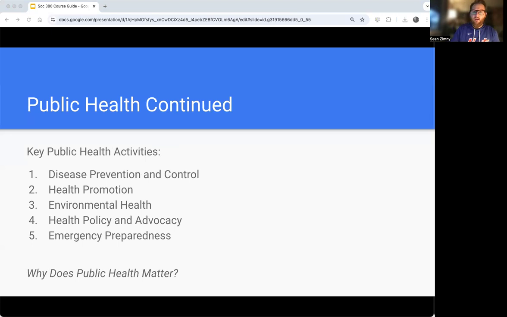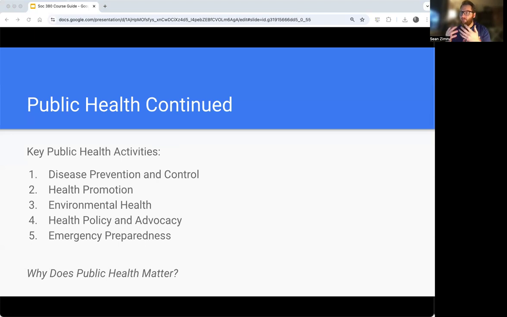That's public health. And continuing on, public health. There are some key public health activities also that I want to discuss. So number one, disease prevention and control, a really key one. So this is where you're managing infectious disease outbreaks.